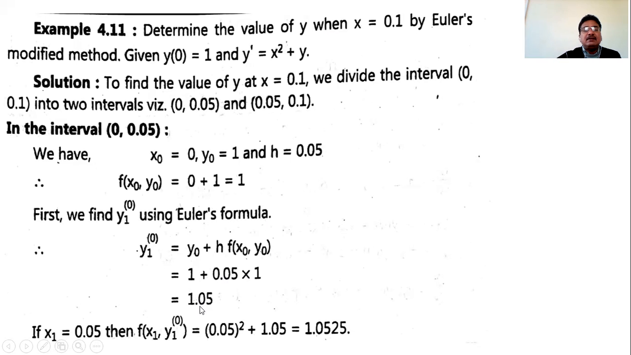This is y1 in Euler's method, but here it is y1 superscript 0. So this is just a check. Up to this point, the problem is the same as Euler's method. Just replace y1 by y1 superscript 0. Then we will find y1 superscript 1, y1 superscript 2, y1 superscript 3 in this Euler's modified method.